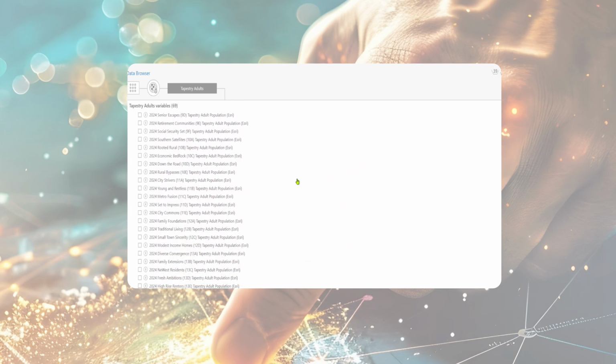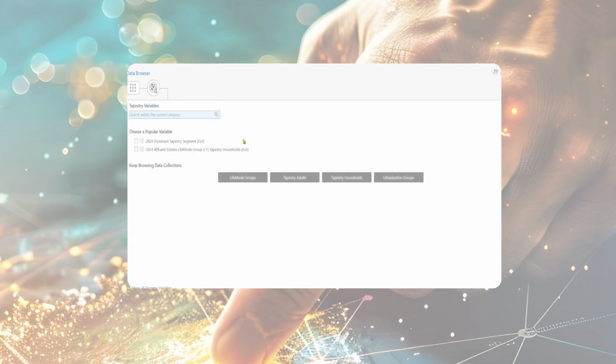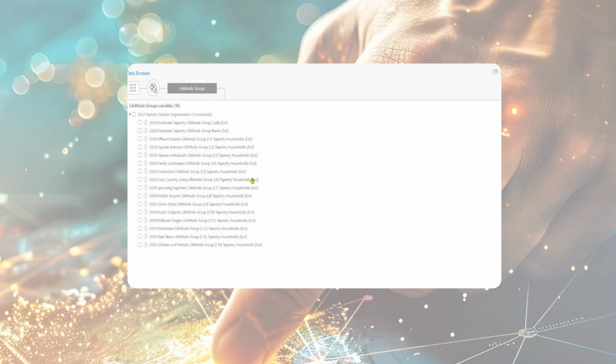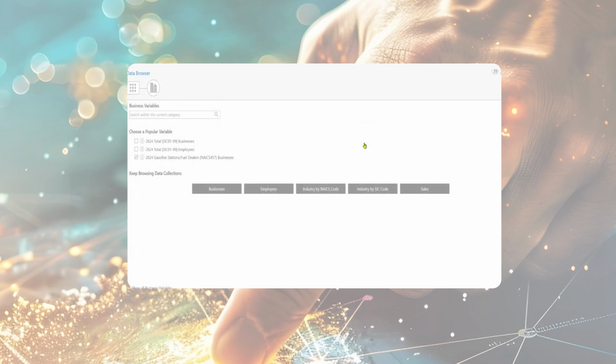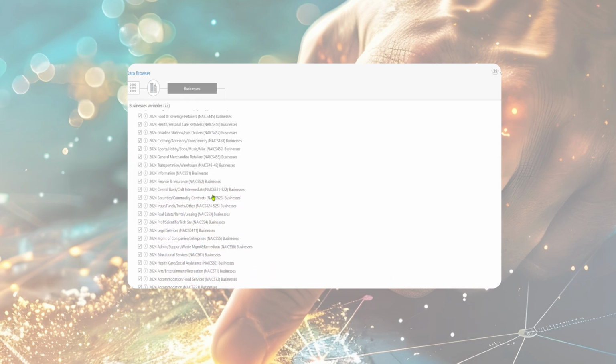Okay, let's switch gears again and talk about something that really caught my eye, Esri's business data. The methodology statement shows that they actually get their data from a company called DataAxle. And their database is huge. Over 14 million businesses in the US alone, and over 1 million in Canada. It's a lot to work with.